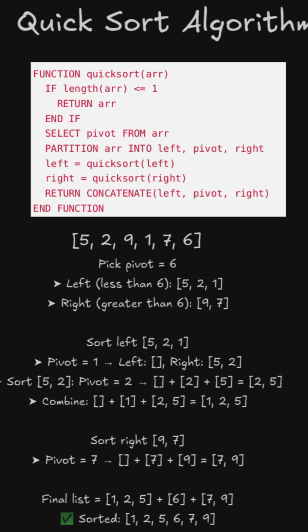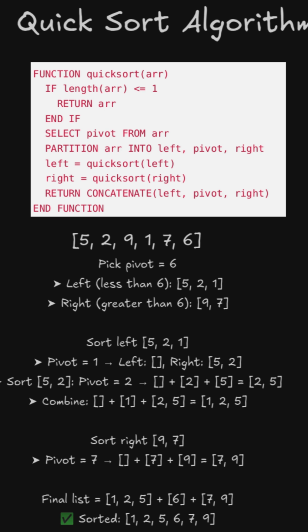Wow. Okay. But does it ever stop? How does it know when it's done splitting? Good question. It stops when it hits that base case we mentioned. The single item list. Or an empty list. If a list has 0 or 1 items, it's already sorted by definition. There's nothing left to do.